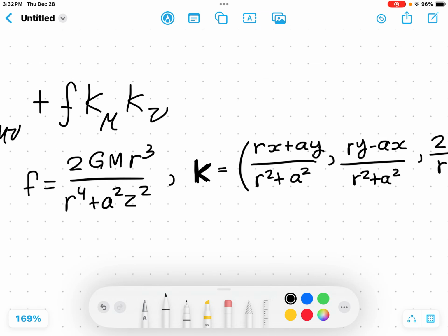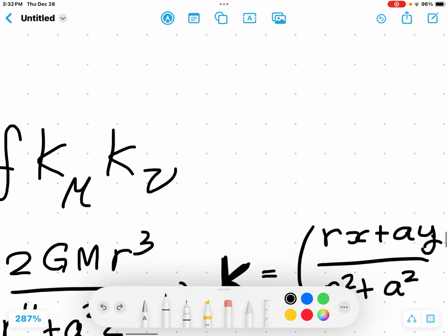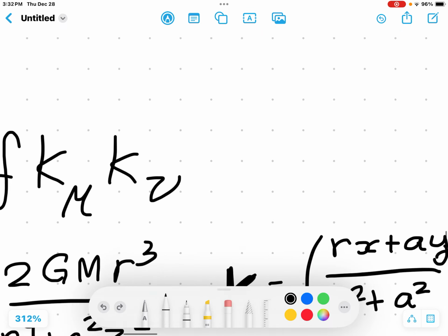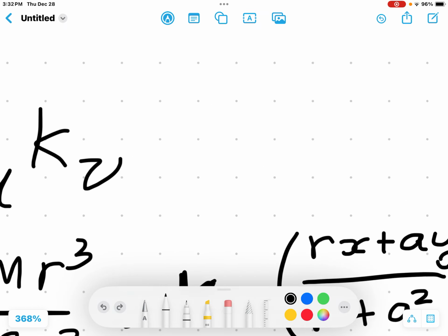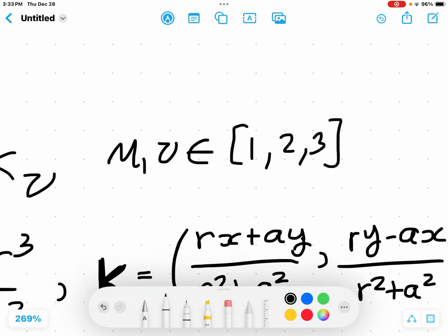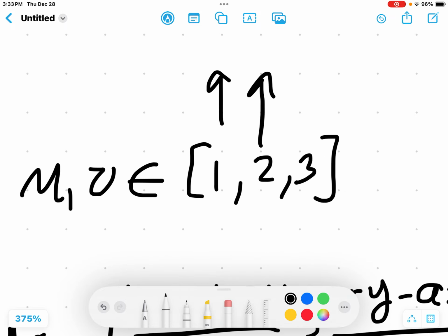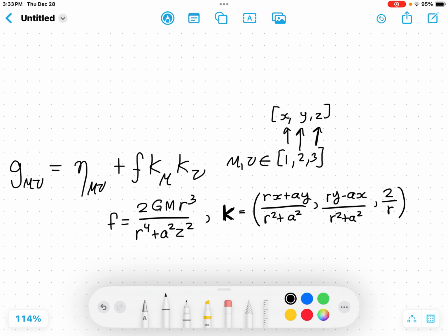And of course my mu and nu for k range from 1 to 3, because my time component is already given by the Minkowski metric at the beginning. So mu and nu range over 1, 2, 3, and of course these correspond to the three spatial directions x, y, and z. It's important to state that.